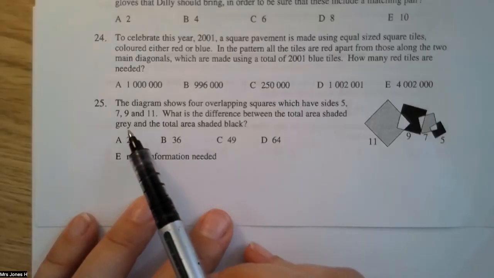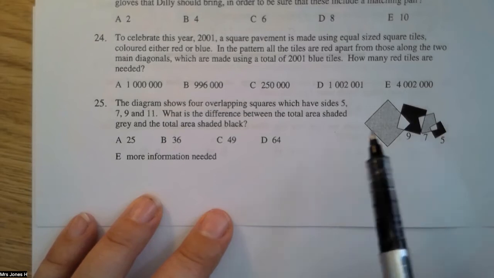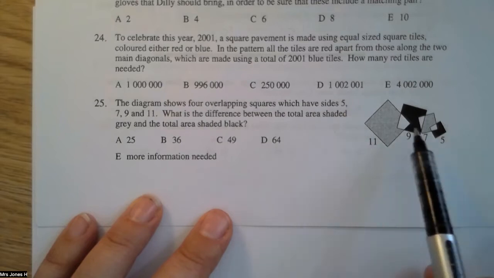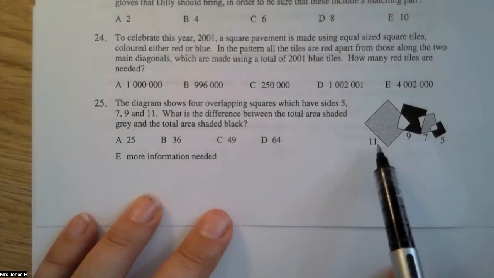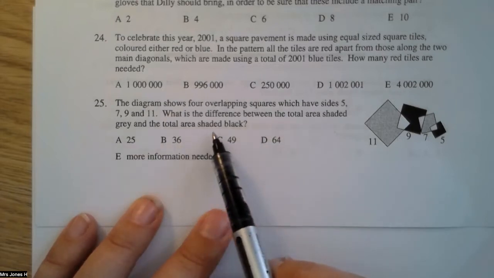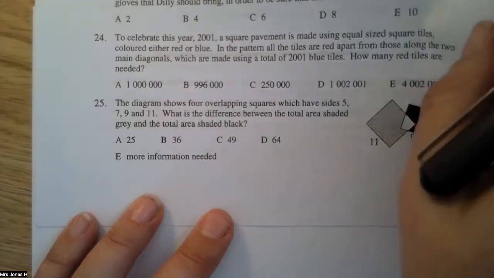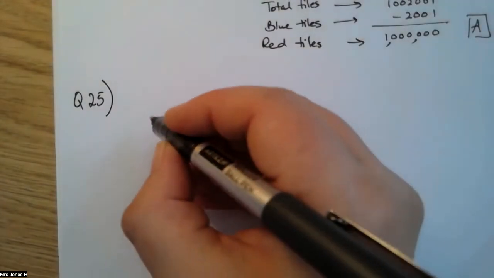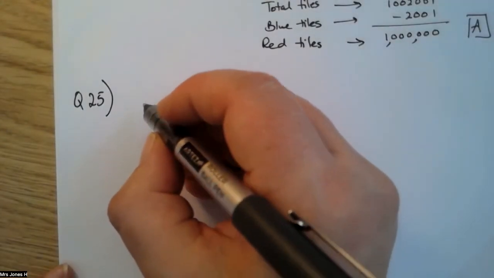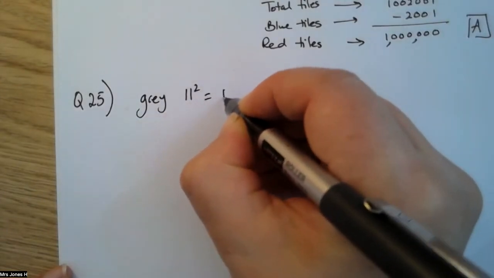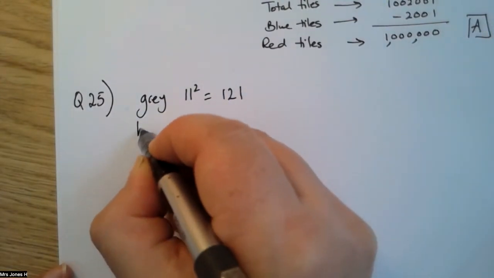Question 25. The diagram shows 4 overlapping squares which have sides 5, 7, 9 and 11. What is the difference between the total area shaded grey and the total area shaded black? So I'm going to start this by working out if there was no white, what would it look like in terms of those areas?